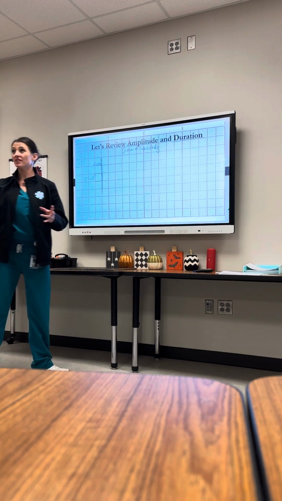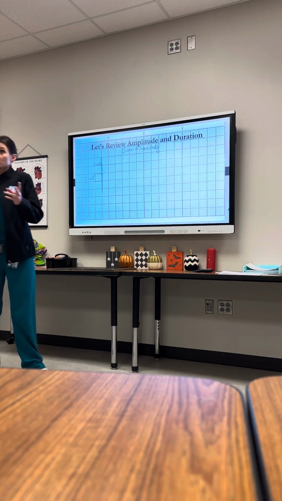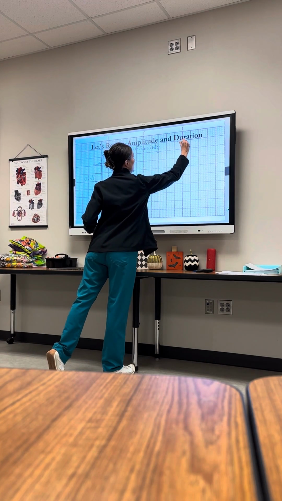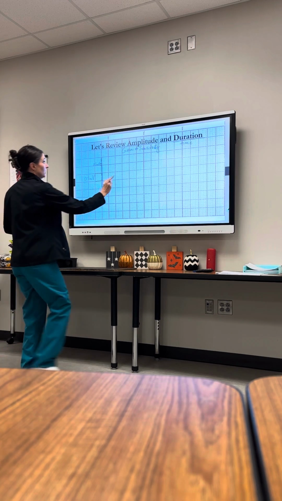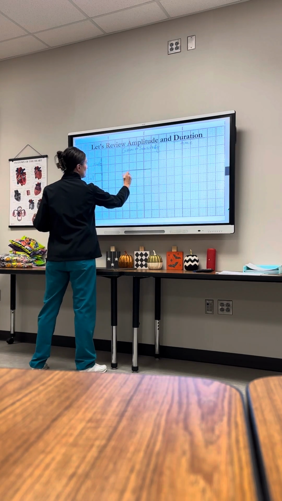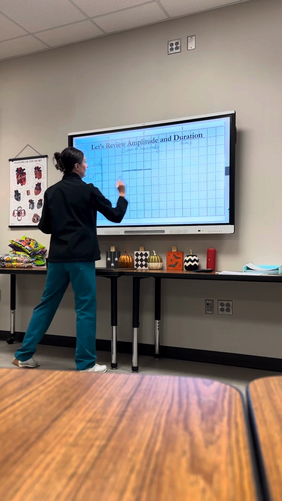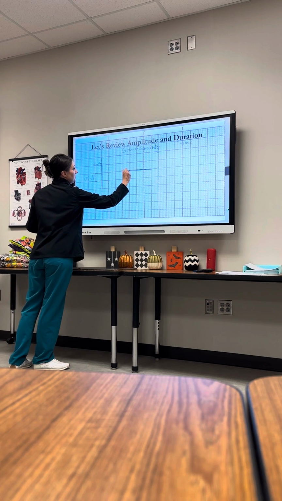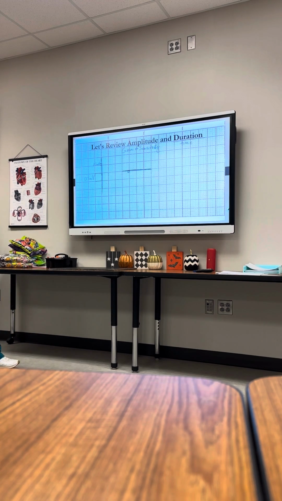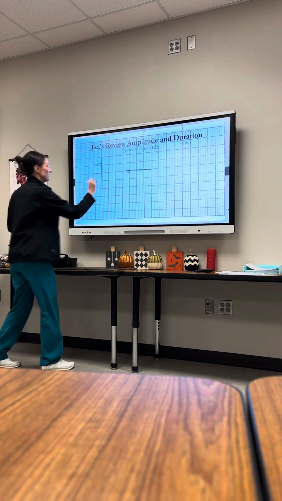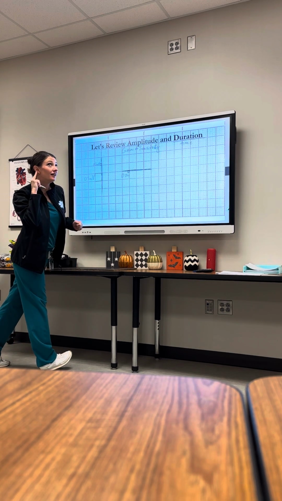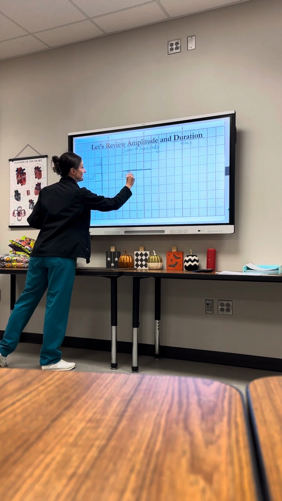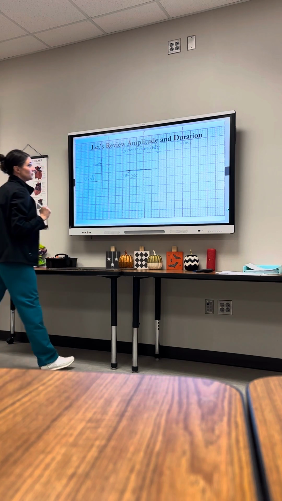Okay, let's talk duration now. What's another word that I might see instead of duration? Maybe time. What axis am I concerned with if we're talking about duration? X, or horizontal axis. Give me the value of one tiny box. 0.04. What's my unit? Seconds. Very good.